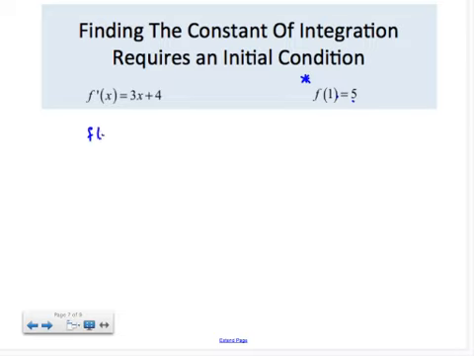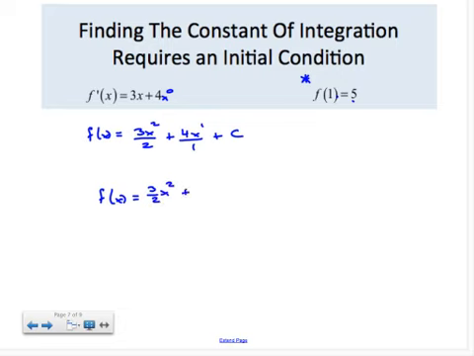I'm going to go backwards using the power rule. So 3x to the second divided by 2 plus, this is really 4x to the 0, right? So 4x to the first over 1, I don't really have to write the over 1, plus c. Okay, so if I clean that up a little bit, I'll get 3 halves x squared plus 4x plus c.